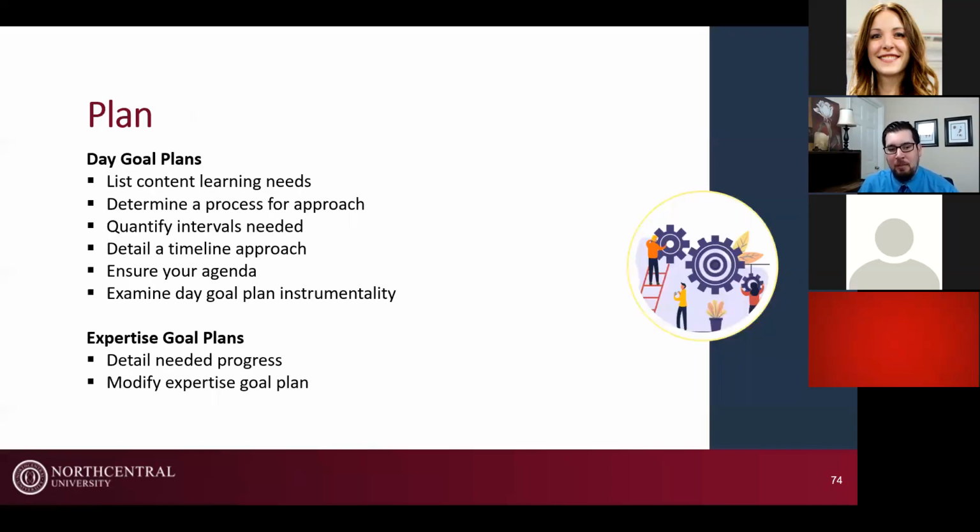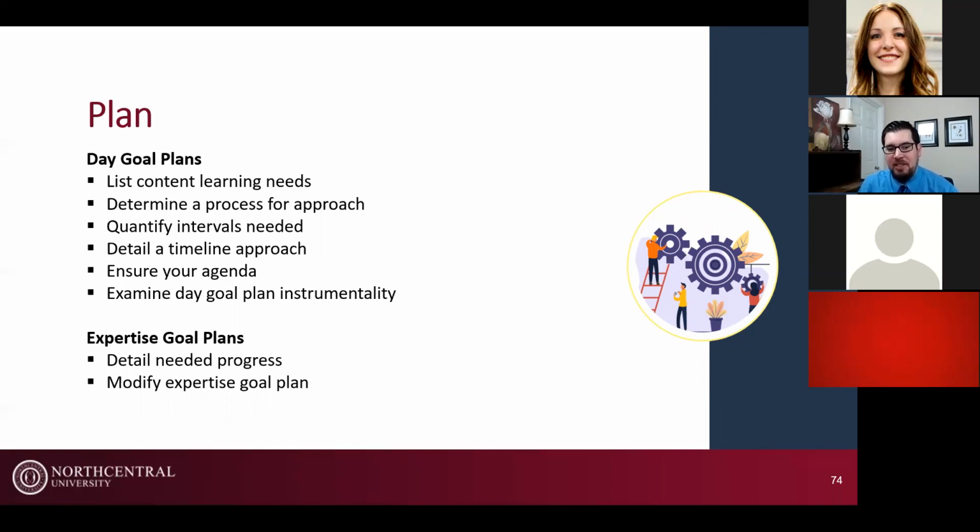Then plan. Plan involves day goals and expertise goals for the next day before beginning. You've also done this hopefully the day before you start your learning process. Day goal plans involve listing strategic content learning needs for the next day. Determine a process for approaching the appropriate content matter.